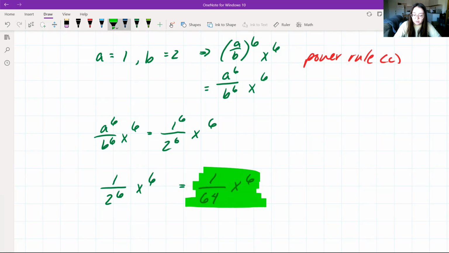So this is in our most simplified form. We've simplified our constants that had exponents, and we simplified with our variable, which now has an exponent.